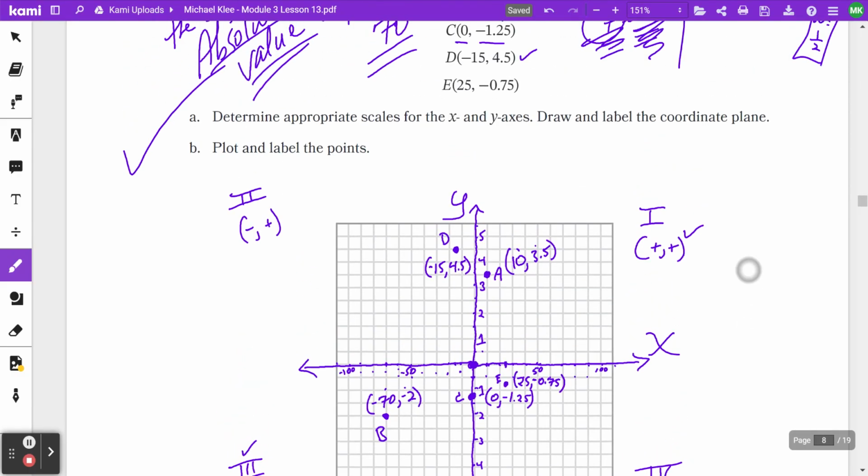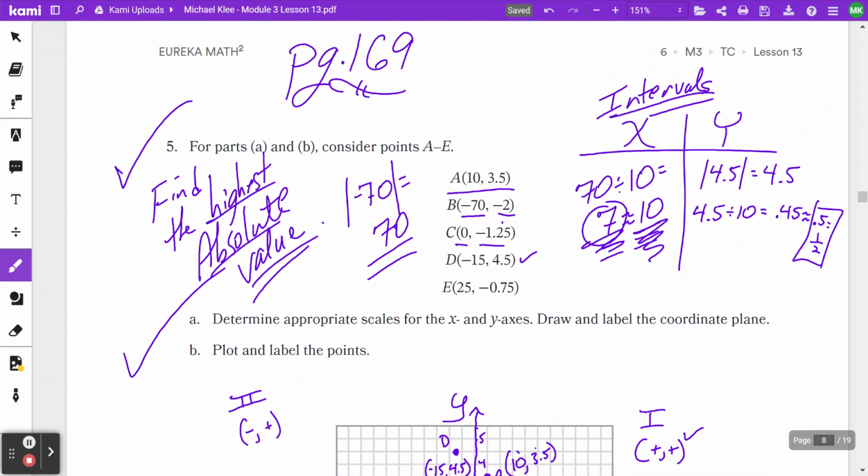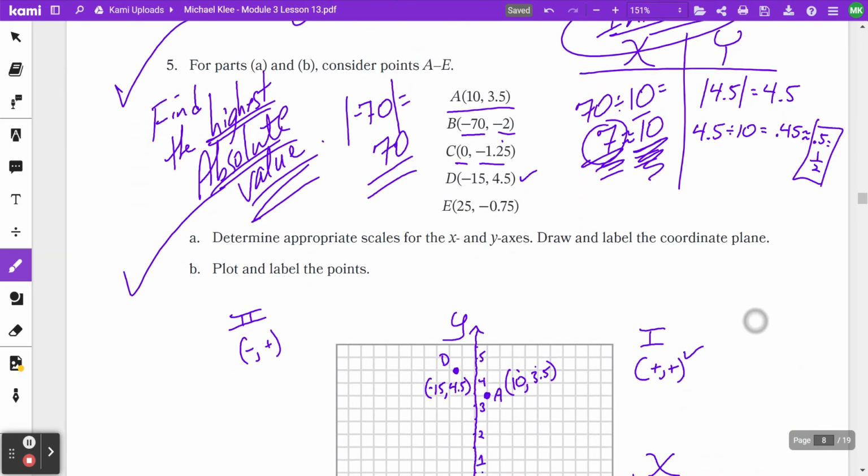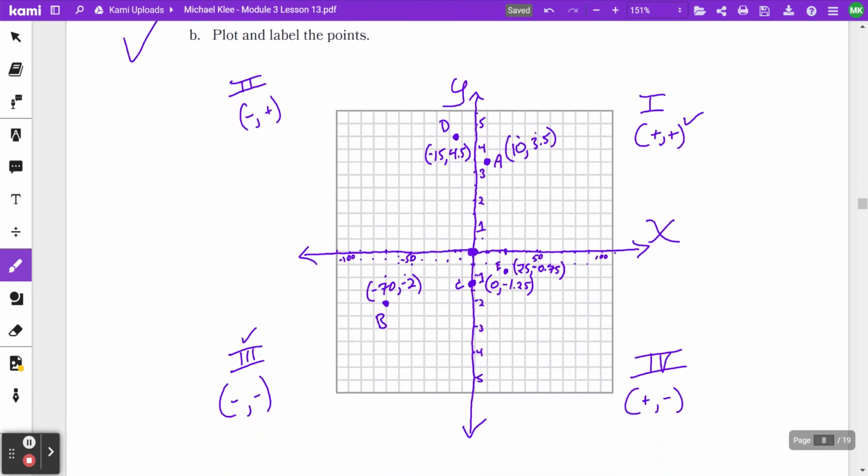All right, so that's the deal. Make sure that you're counting your boxes, finding those highest absolute values, and then dividing by the amount of boxes you need to decide your interval. Once you have your interval set, you could then plot where you need things to go.